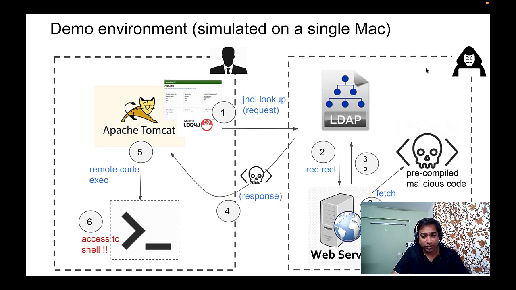The injection or the simulation starts when the bad actor enters a JNDI lookup as an input parameter to a UI screen. That takes the control to his LDAP server, which is in his control. The LDAP server then makes use of a web server as a helper to find a precompiled class file or malicious code, then injects it back as a response to the JNDI lookup into the Apache Tomcat server. The Apache Tomcat server then executes this malicious code locally, and through that the bad actor gets a handle to the shell with which he can open any application.